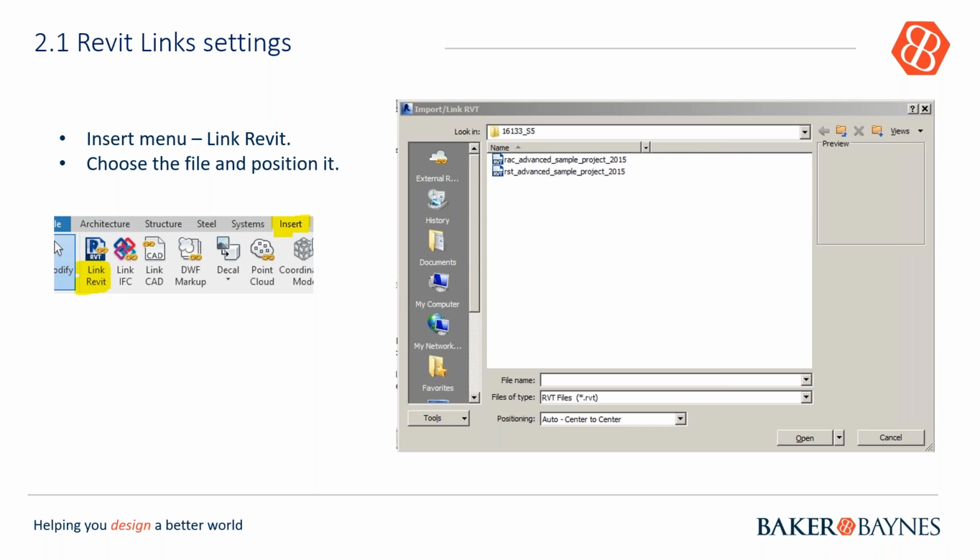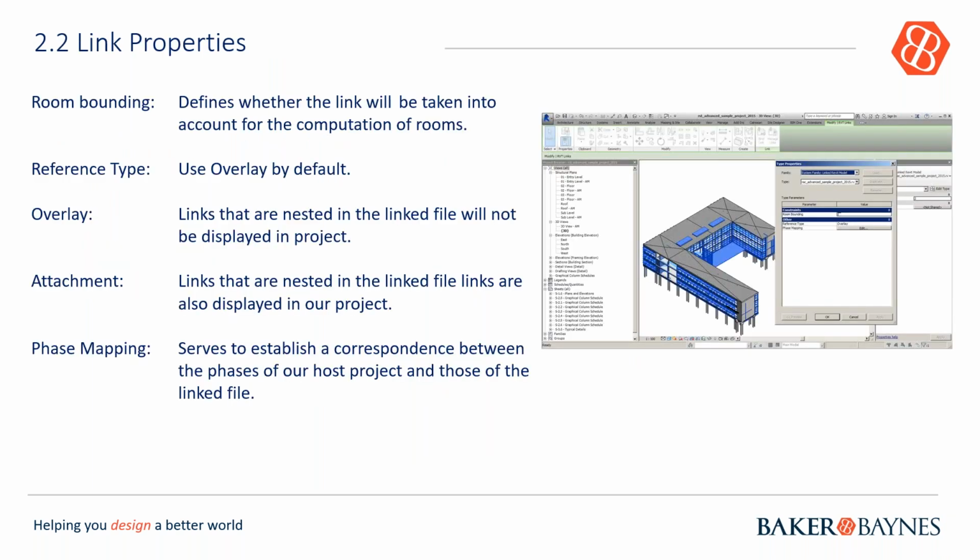The way I do it is I literally bring my link in, and I don't choose center to center. I also choose origin to origin. Right? The reason for that is because I want my Revit model to be exactly where the architects have placed theirs, so that there's no conflict. The second thing that we're going to look at is the link properties.